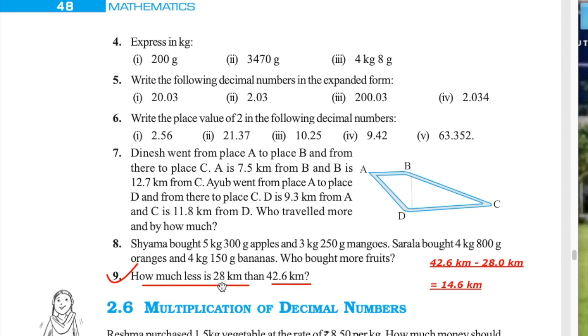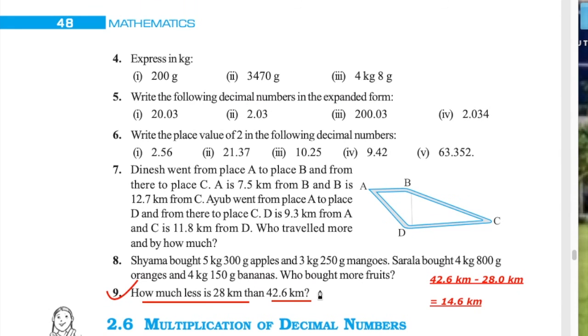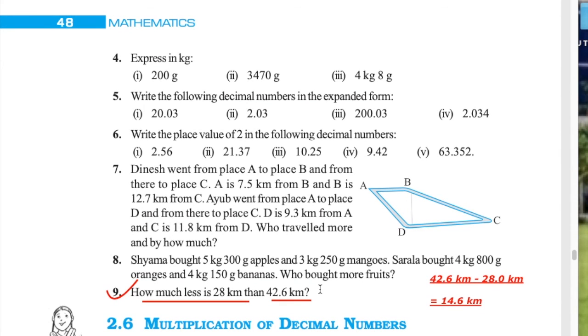How much less is 28 kilometer than 42.6 kilometer? So 28 kilometer is 14.6 kilometer less than 42.6 kilometer. So it was all about your exercise 1.2. I think you all have understood.